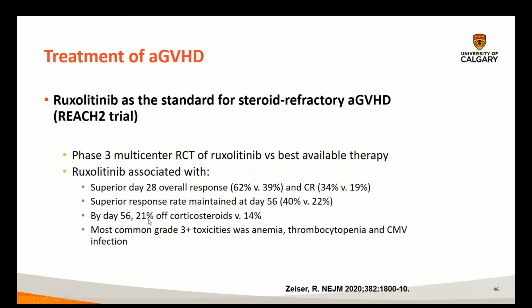And by day 56, more patients in the ruxolitinib group were off corticosteroids versus best available therapy at 21% versus 14%. Now those numbers, as they drop off there, still give you the impression that this is a very difficult disease to treat. But at least ruxolitinib gives us a new option that we didn't have until recently. Ruxolitinib does certainly have some toxicities in terms of anemia, thrombocytopenia, as well as CMV reactivation and infection. And so really, this highlights the fact that signaling through the JAK-STAT pathway may be contributing to inflammation and tissue damage in graft versus host disease.